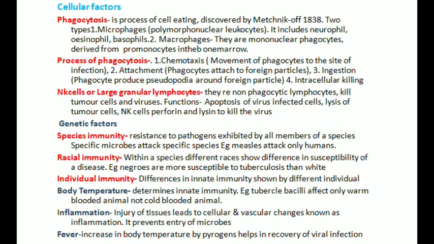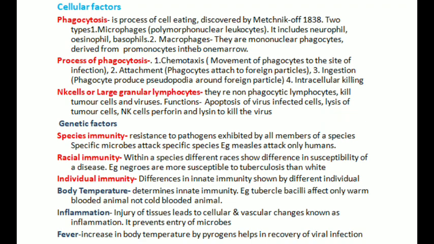Then the process of phagocytosis. When an antigen enters inside the body, the phagocytes are attracted by means of the chemotactic process. By this process, the phagocytes move toward the site of infection, and the phagocytes attach with the foreign particles. Once attached, they ingest the foreign particles by producing pseudopodia around the foreign particle. After engulfing the foreign substances inside the phagocyte, the foreign particle is killed.